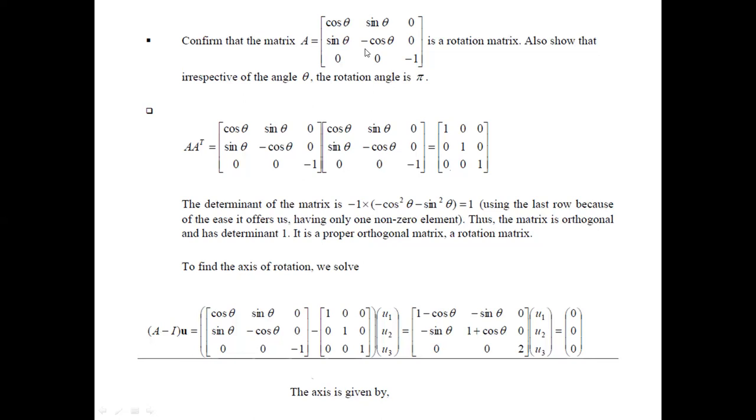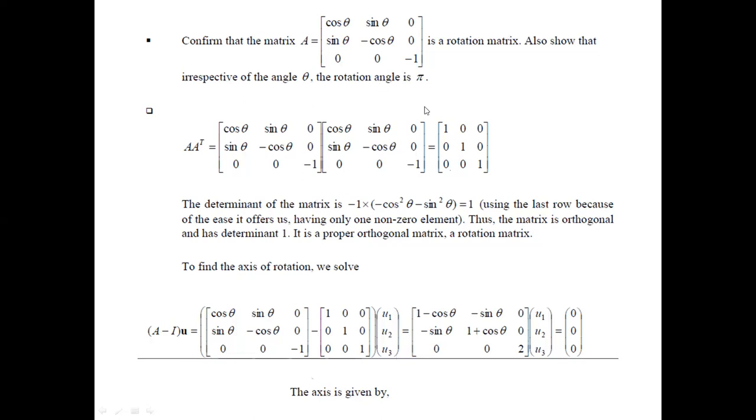To find the axis of rotation, we solve (A − I)u = 0. So [[cos θ − 1, sin θ, 0], [sin θ, −cos θ − 1, 0], [0, 0, −2]] times (u1, u2, u3) equals 0, that is, [[−(1 − cos θ), sin θ, 0], [sin θ, −(1 + cos θ), 0], [0, 0, −2]].